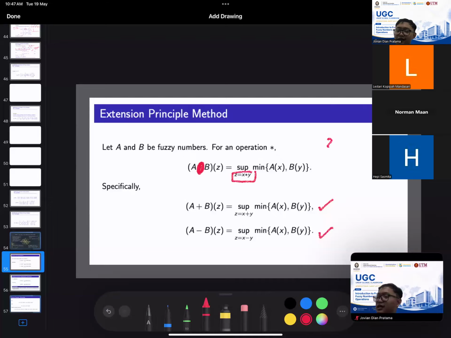If your star is the subtraction arithmetic operation, your z will be x minus y. If you do the multiplication, z will be x multiplied by y. And when you do the division, you will get x over y here. So the rest will be the same.